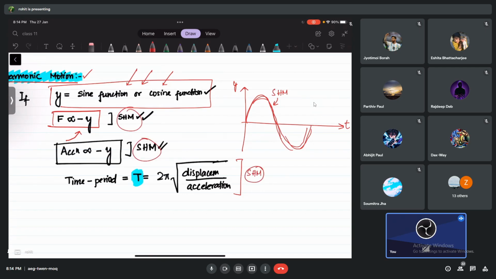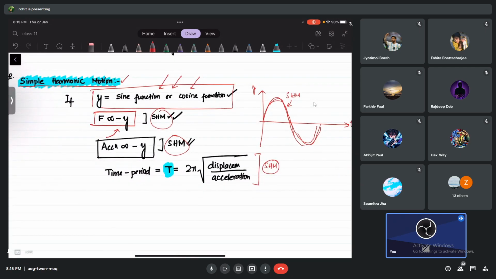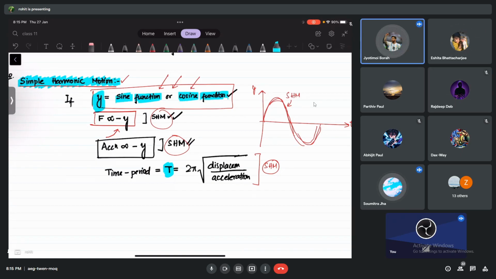So indirectly, I've told you most of the properties of simple harmonic motion, right? So tell me, what do you expect in simple harmonic motion? Tell me, guys. In any simple harmonic motion, we expect that the position will be what kind of function? Sine function or cosine function. Not tan, no chance, no tan function.